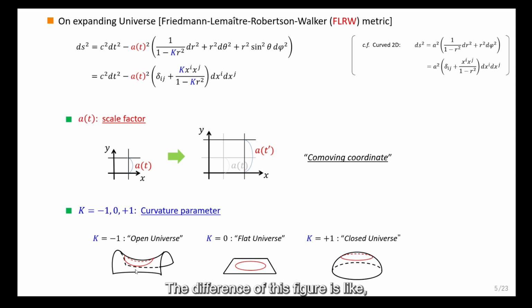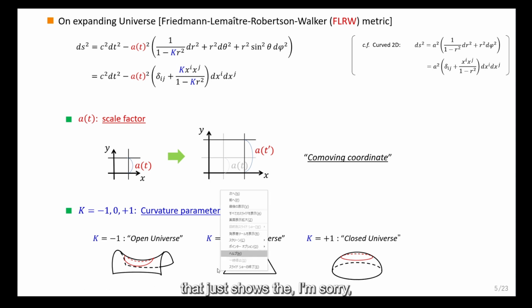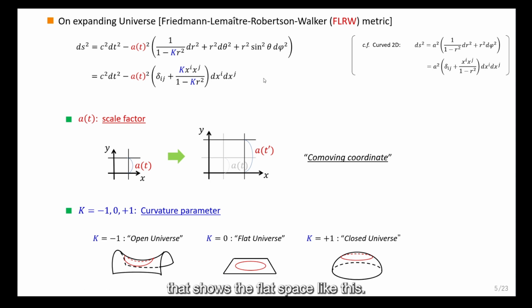The difference in this figure is that if you measure the radius from the top to this circle, then the circular length is smaller than 2 pi r. But if you measure the radius on this circle, then the circular length is bigger than in flat space. And if you take k equals 0, that just shows flat space. The angular part is the same in the three-dimensional case.